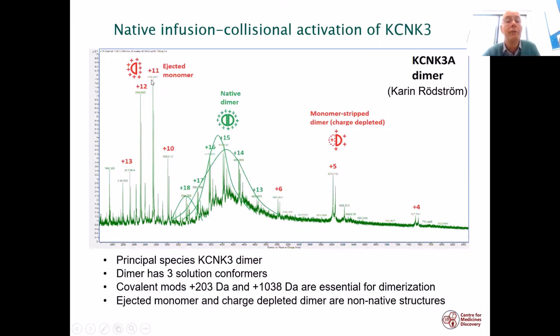And again, we have these non-native structures. We have the dimer stripped of one subunit and depleted in charge, and then we have the ejected monomer, which has an excessive charge. And these are non-native structures. So the red are non-native, the green is native.